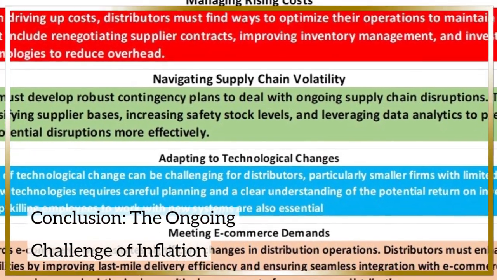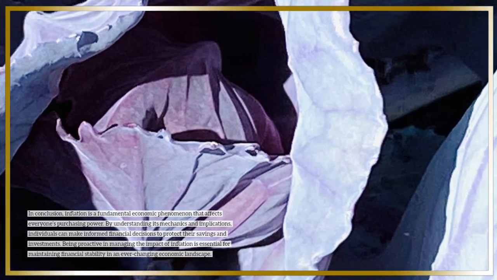Conclusion: the ongoing challenge of inflation. In conclusion, inflation is a fundamental economic phenomenon that affects everyone's purchasing power. By understanding its mechanics and implications, individuals can make informed financial decisions to protect their savings and investments. Being proactive in managing the impact of inflation is essential for maintaining financial stability in an ever-changing economic landscape.